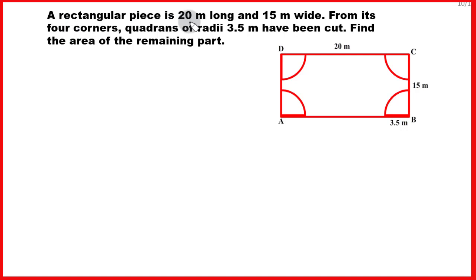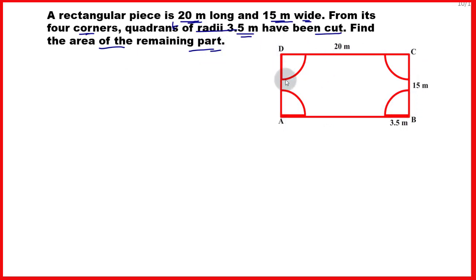Friends, here is a question. A rectangular piece is 20 meter long and 15 meter wide. From its four corners, quadrants of radii 3.5 meter have been cut. Find the area of the remaining part.